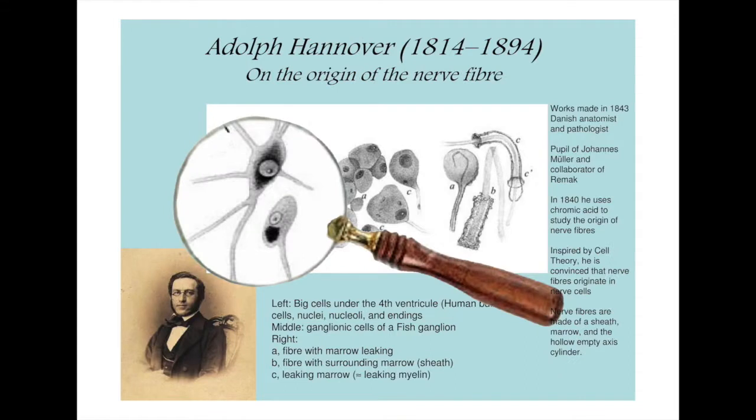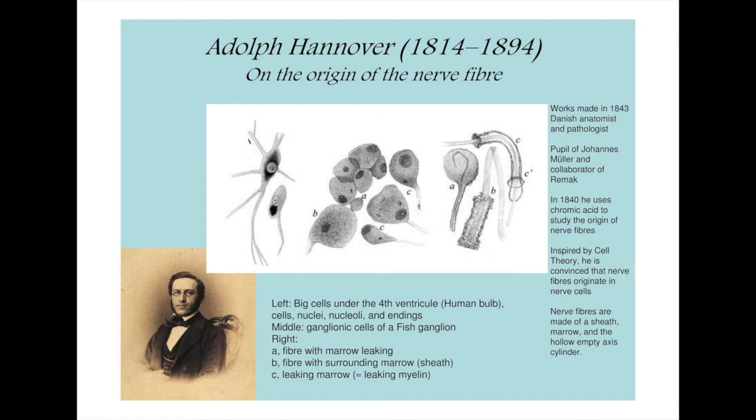Cell theory had a great impact in all domains of microscopic studies, including the histology of the brain. Adolph Hannover was a Danish anatomist and pathologist. He was a pupil of Johannes Müller and collaborator of Remak. In 1840, he used chromic acid to study the origins of nerve fibers. Inspired by cell theory and the work of Remak, he was convinced that nerve fibers originated from nerve cells.